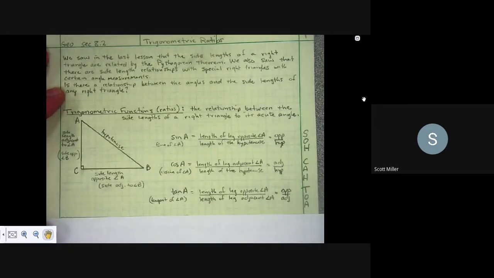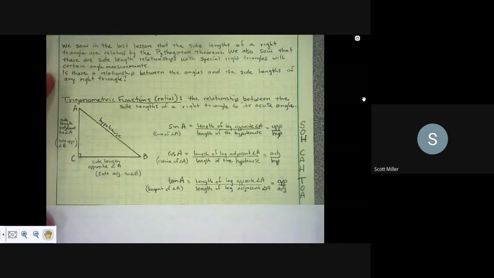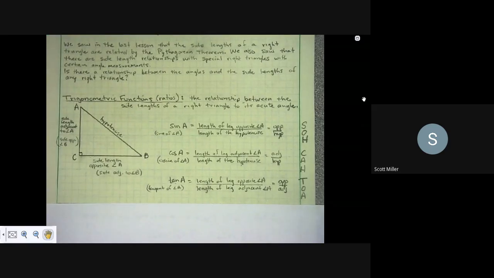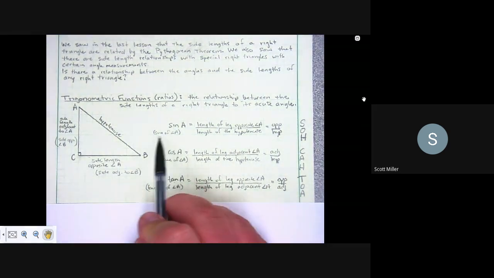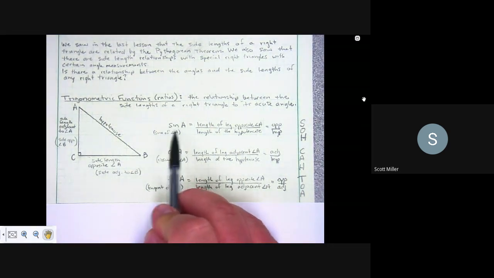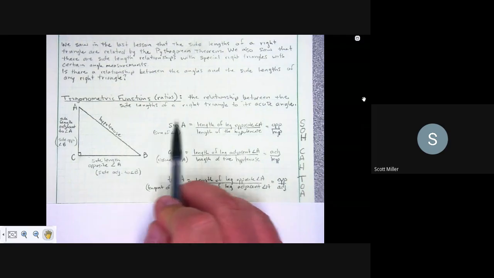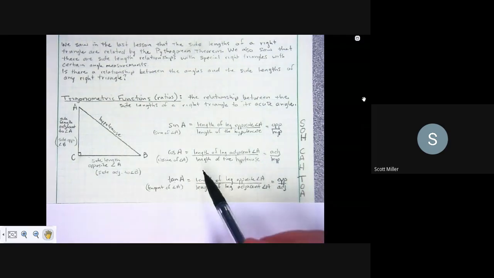Here we have the trig functions or trig ratios. This is the relationship between the side lengths of a right triangle and its acute angles. Okay, we're going to be only looking at 3 of the trig functions. There are more than 3, but we're going to only look at 3 of these and some special cases of them. This right here is the sine of angle A. Sine is how you pronounce it. And when you see this, this is how you read it all the time. It is always the sine of angle A.